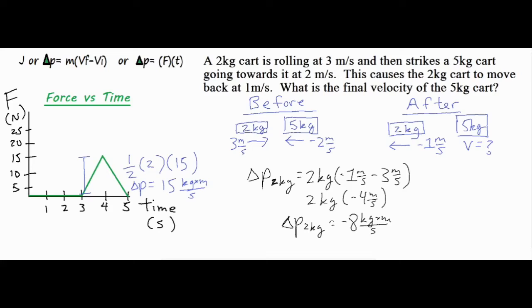So let's go ahead and set up my information for my 5 kilogram object. I'm still going to use this same formula over here, m times parentheses Vf minus Vi, and then I'm going to find my Vf, my final velocity of the 5 kilogram object.